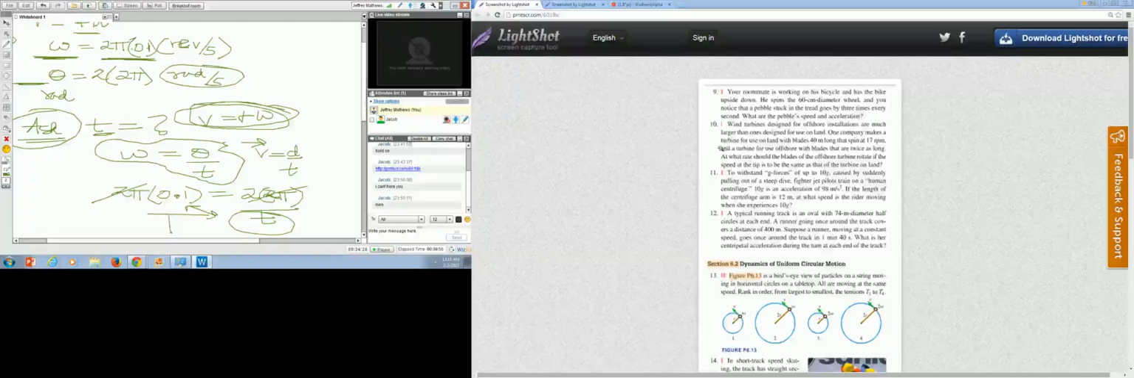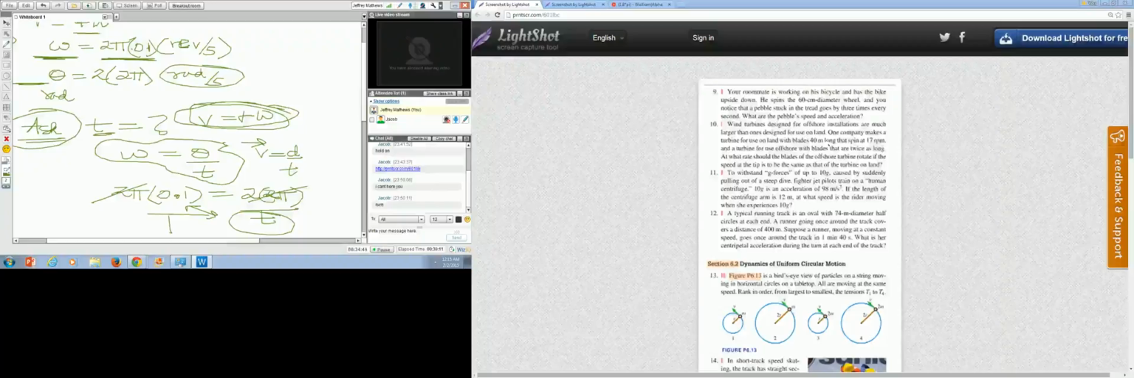Radius is 40, frequency is 17, so you have to multiply 17 by 2 pi, right? And it's per minute, so you have to divide it by 60. So that's the same question, just follow the same steps.